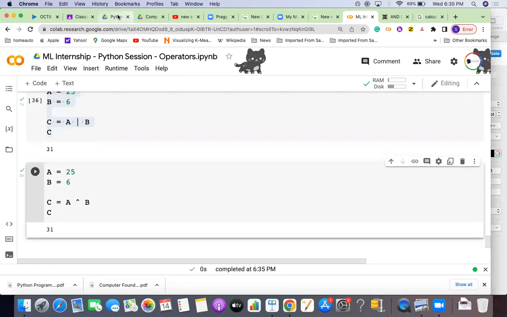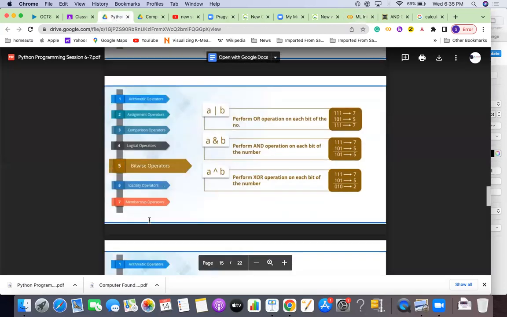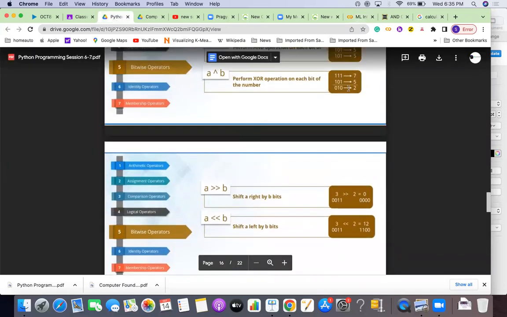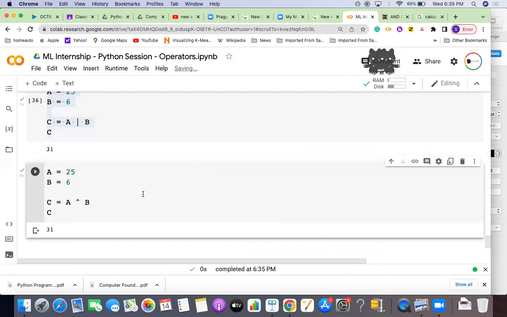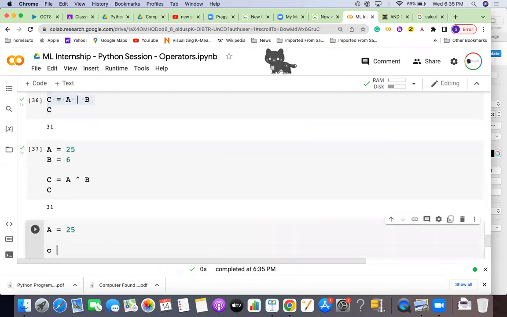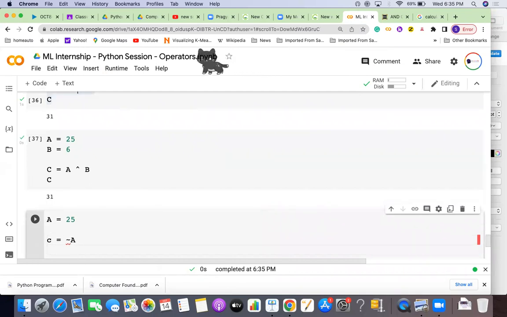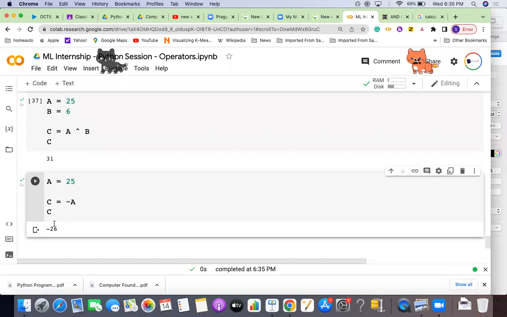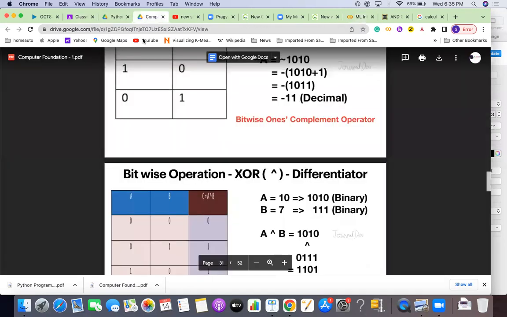So then another one, I think it is not there. One's complement. There is bitwise not also there. Let me do that also. So there is something like A is equal to 25 and C is equal to not A, print C. This is also there, but I have not mentioned it here. So this is what is getting minus 26. So what is this actually? It is one's complement.